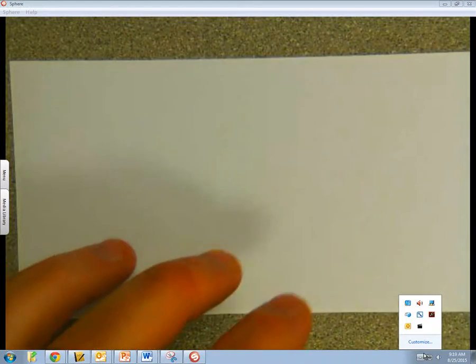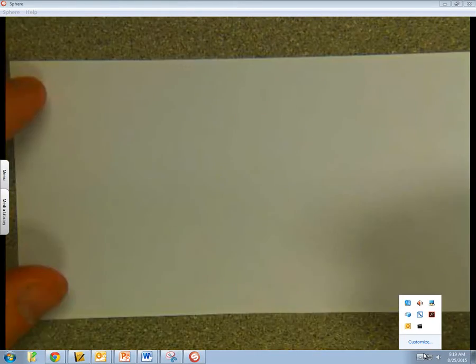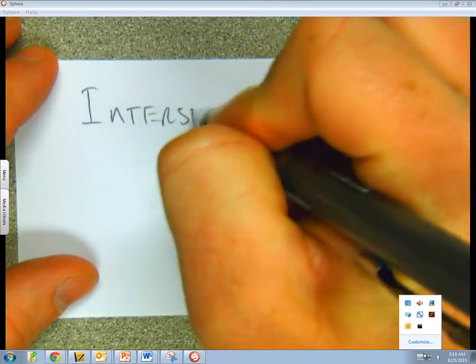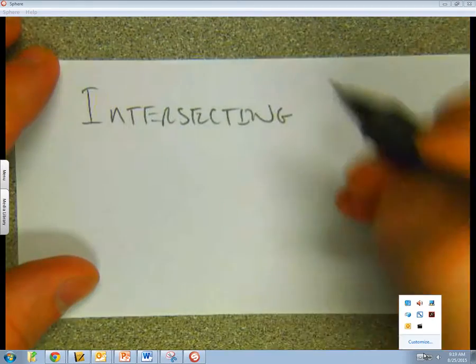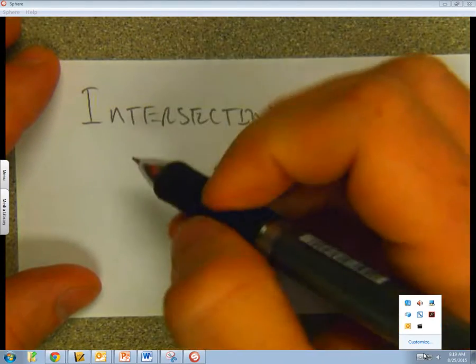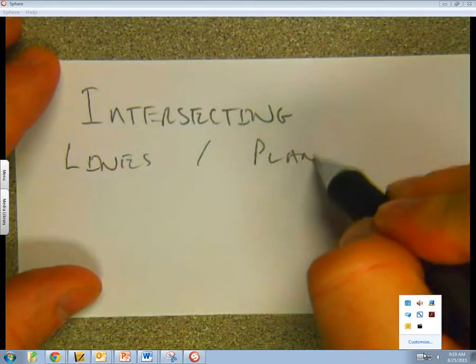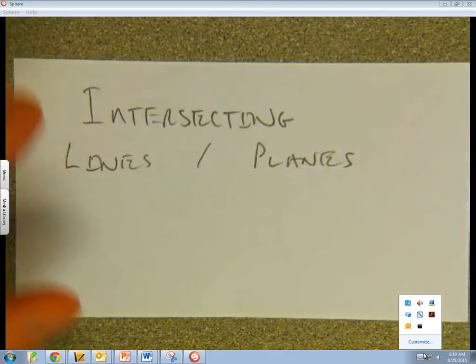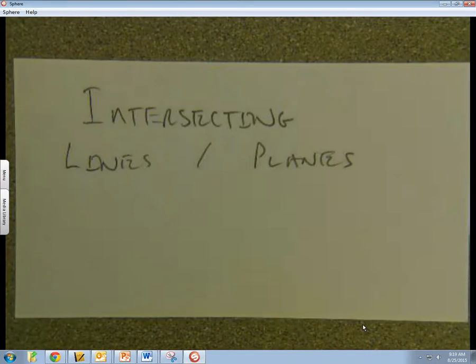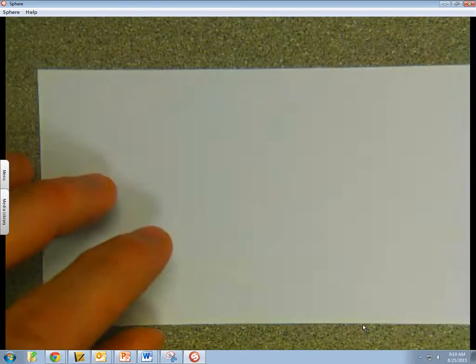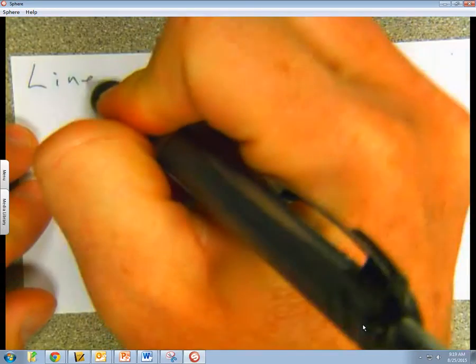Okay, so next we have intersecting. We have, again, lines and planes. Hopefully this is pretty intuitive. You've already been exposed to things that intersect. Let's go ahead and break this into halves again, so lines and planes.